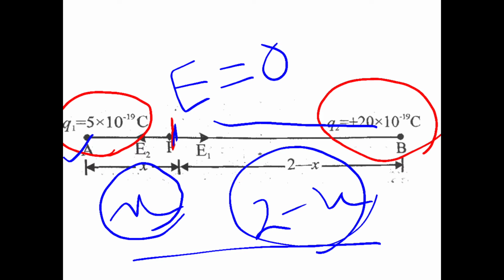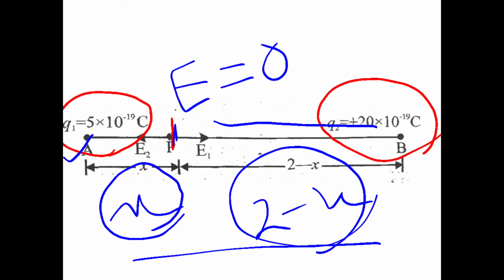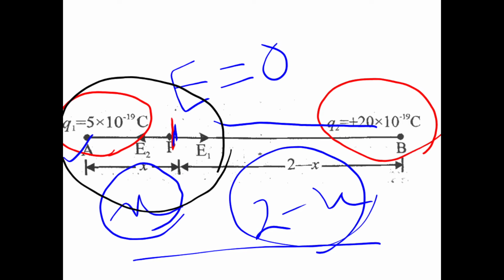If the electric field at a point will be 0, then E1 is equal to E2. We have to equate this. E1, what is E1? The electric field intensity in between charge Q1 and this, and E2 will be this.